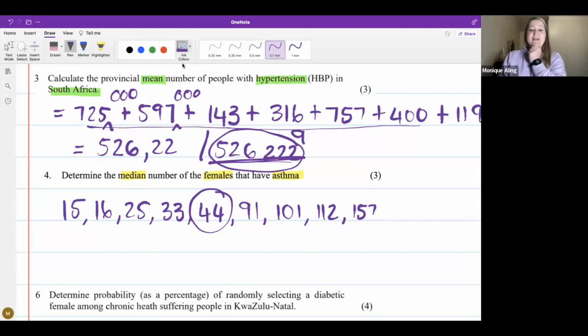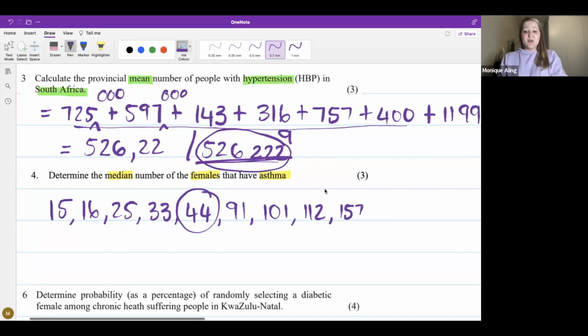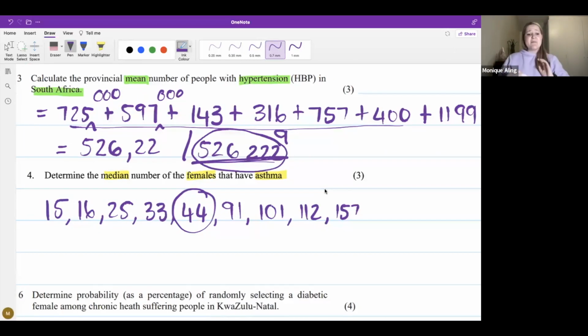Okay, so another way that you can determine which is the middle number, you can go and count how many numbers we have. We have 9 numbers. So exactly halfway would be 4.5. Okay, so there are exactly 4 numbers on either side of 44.